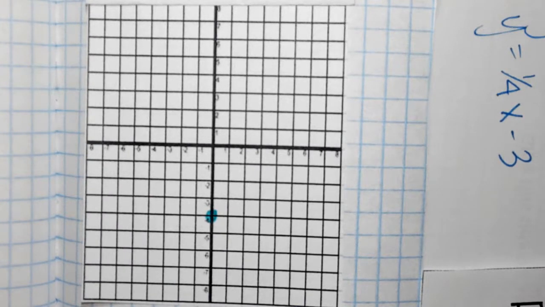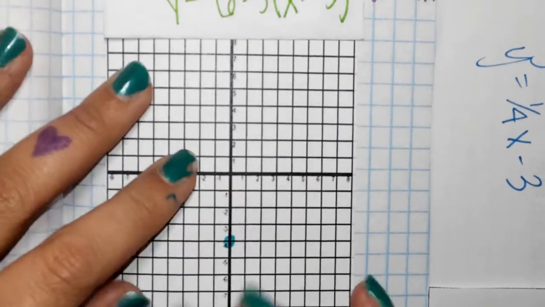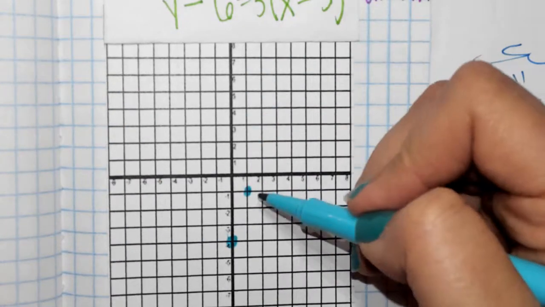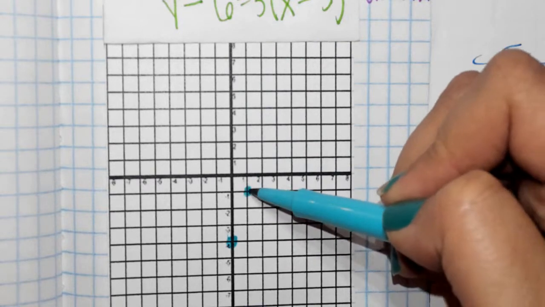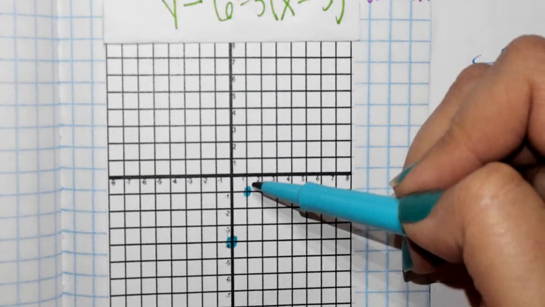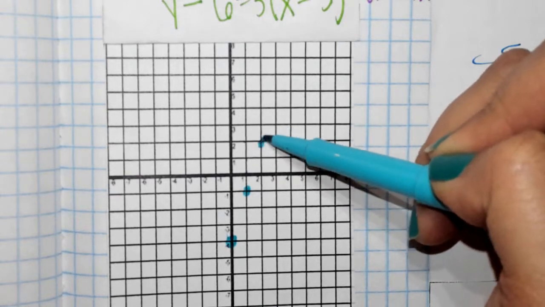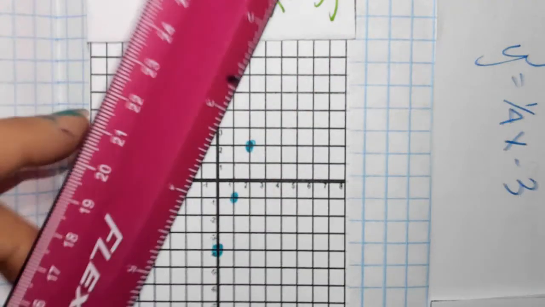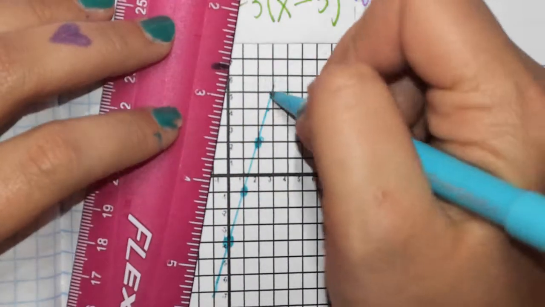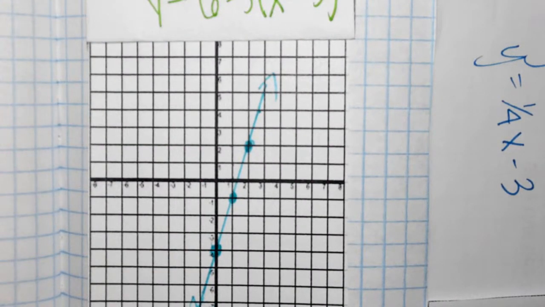Alright, what's my slope? 3. So I go up 3 and right 1. If you said up 3 and right 1, take a point. And then what do we do? Do we do it again? Yes. How many points do I need? You need 3. Fantastic. Take a point. You can go over 5. Correctamundo.